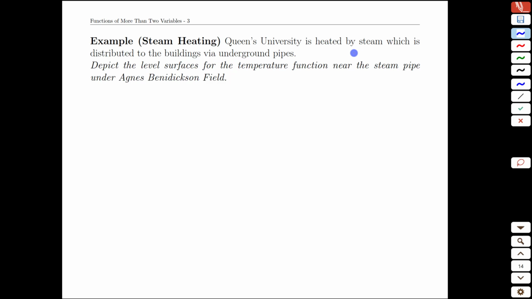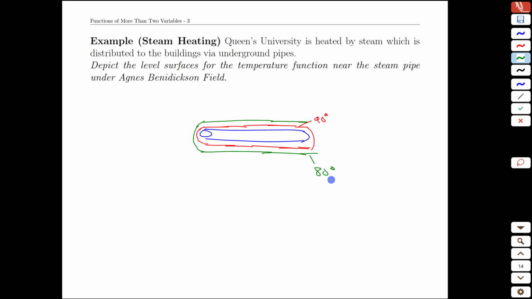A fun example that you can encounter walking around Queen's campus is a result of the steam heating that we use. If you look at one of the fields, you will see that there's usually a melted patch in it. And the reason is we have steam that's running through a pipe. Now imagine what the temperature in the earth would be around that pipe. Well, probably in pretty close to a circular or cylindrical shape around that pipe, we would have temperatures that are a little less high or a little lower than the temperature of steam, so say 90 degrees. And then outside of that, there would be another cylinder where the temperature might be 80 degrees.